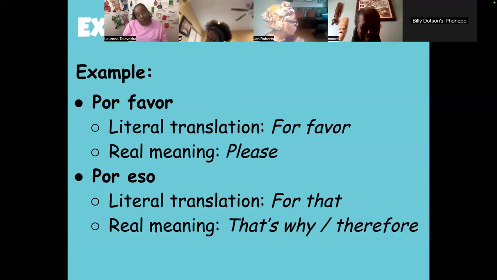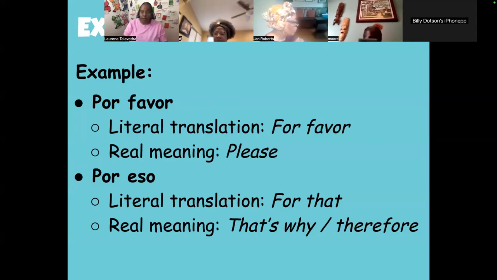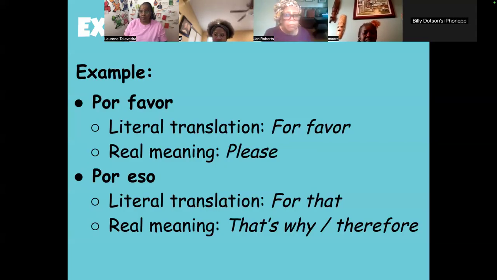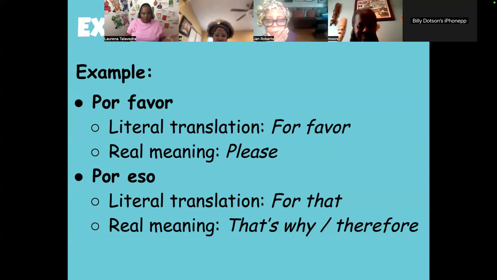Por eso, the literal translation is "for that." The real meaning is that's why, therefore, or for that reason. So when you're in your head, if you have to say "and that's why," por eso, blah, blah. You understand? You got me? I got it.